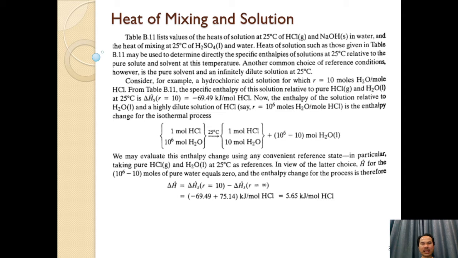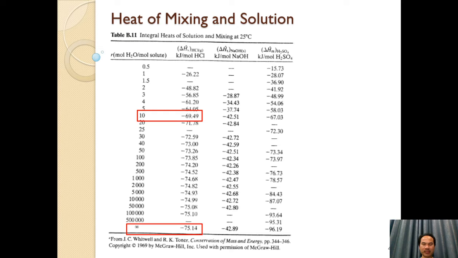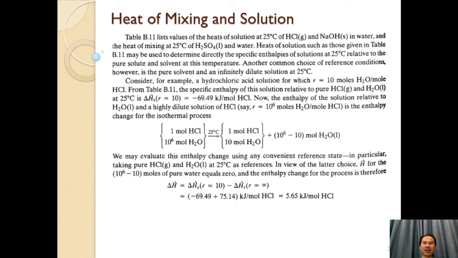Mostly in Table B.11 like this, I talk about the heat of solution and mixing at 25 degrees Celsius of hydrochloric acid, sodium hydroxide, sulfuric acid, right? The heat given in this table means the specific enthalpy at 25 relative to the pure solute and solvent for that case.